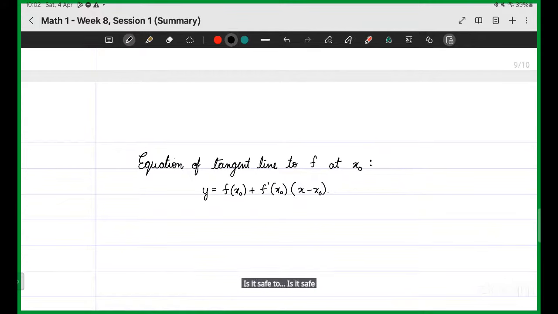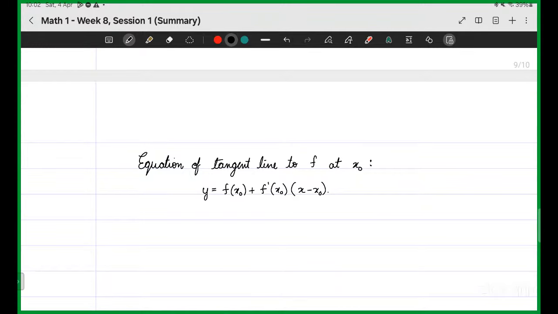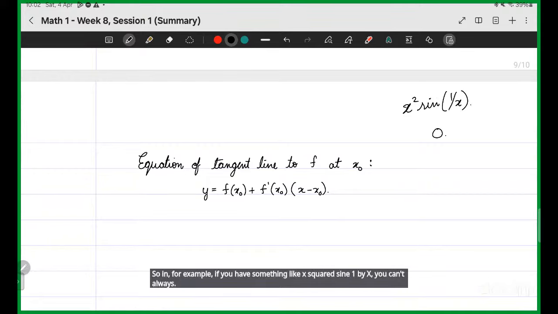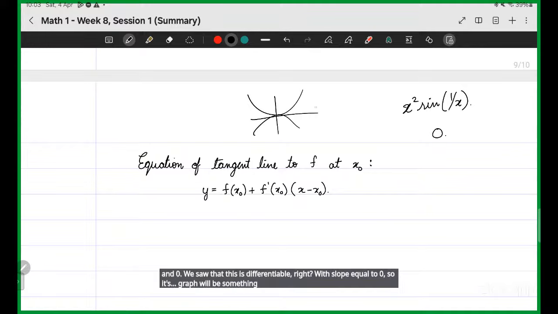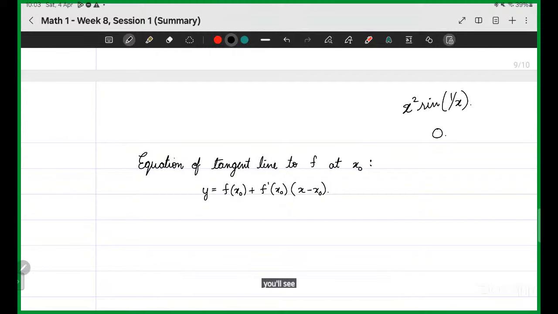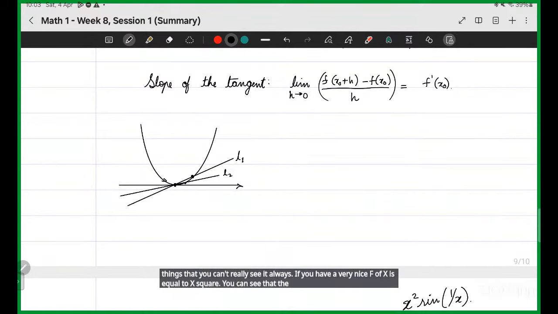Is it safe to say, like at this point, the secant line is becoming the tangent line? Yes, that is how you visualize it. For example, if you have something like x squared sine(1/x), you can't always see it at 0. We saw that this is differentiable, right? With slope equal to 0. So its graph will be something like this, these are just guidelines. It'll go like this, something like that. You can try to draw the graph of it. You'll see that it will be restricted within those two things, and you can't really see it always. If you have a very nice f(x) equal to x squared, you can see that the secant line is actually becoming the tangent line.